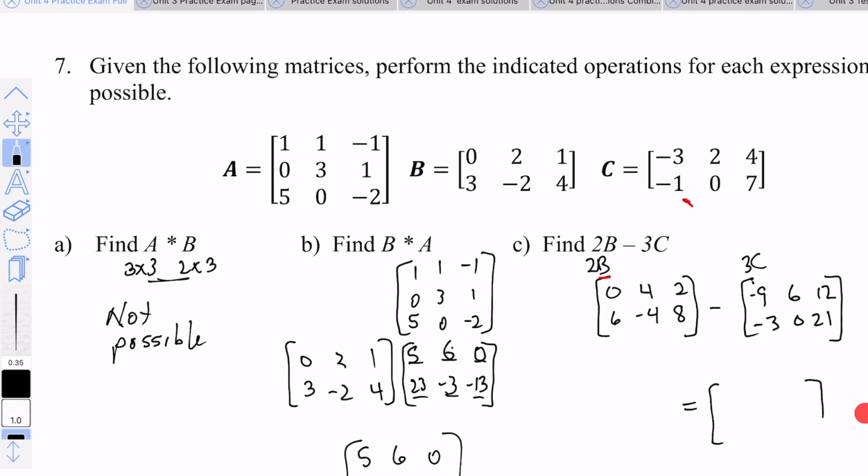And we'll get a 2 by 3 matrix as a result, and we just subtract entries in corresponding spots. So 0 subtract -9 is 9, 4 subtract 6 is -2, 2 subtract 12 is -10, 6 subtract -3 is 9, -4 subtract 0 is -4, and 8 subtract 21 is -13.